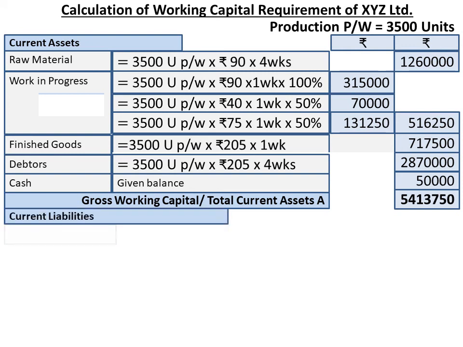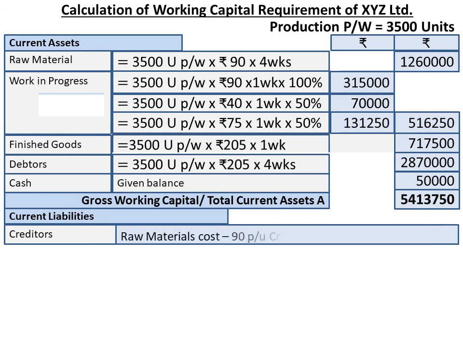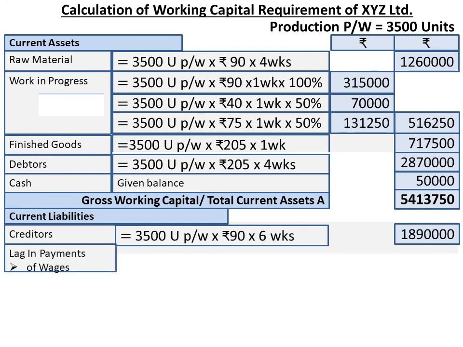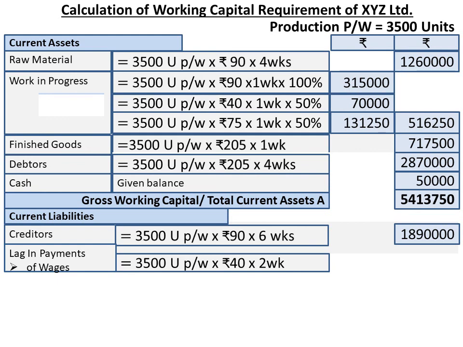Now next we shall consider current liabilities. So first take creditors for raw material. Here we shall consider raw material cost rupees 90 per unit and payment period given is 6 weeks. So the value of creditors is equal to 3,500 units into rupees 90 into 6 weeks. This comes to 18,90,000. Then next is lag in payment of wages. Here labor cost is rupees 40 and lag in payment period is 2 weeks. So 3,500 units into rupees 40 into 2 weeks, this comes to rupees 2,80,000.